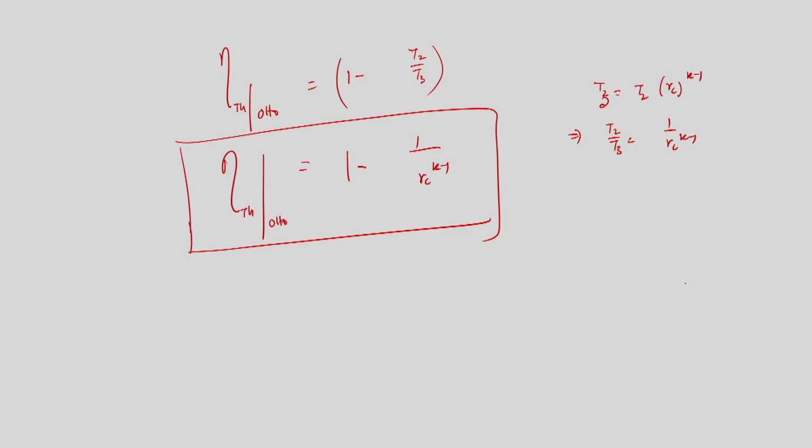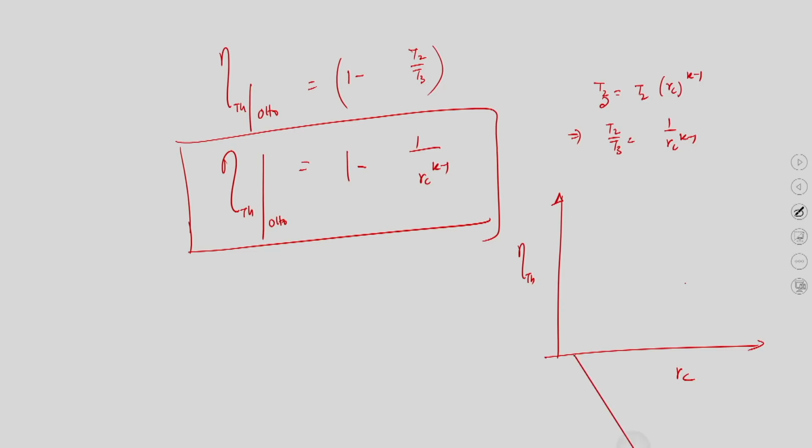What you can see is that if we plot the thermal efficiency against the compression ratio, from this expression it is clearly seen that if we increase the compression ratio of the engine, then the Otto cycle efficiency will increase. It will keep on increasing with increase in the compression ratio.